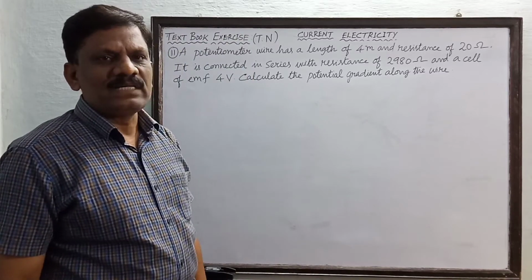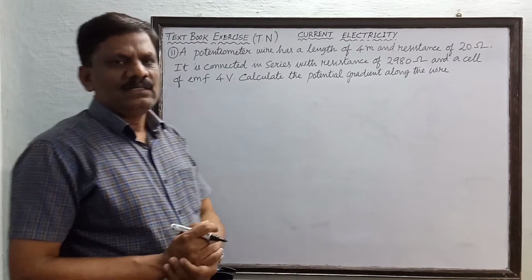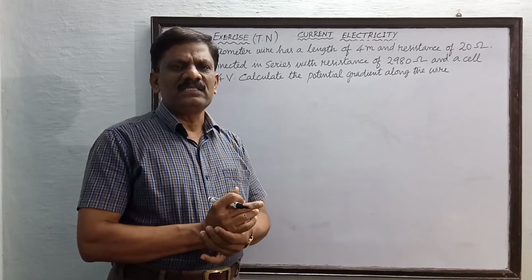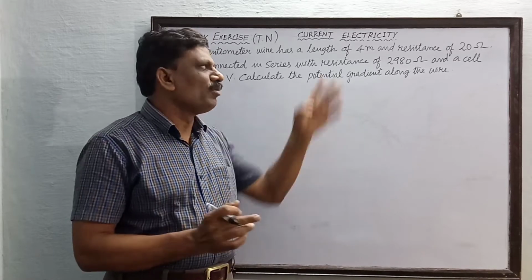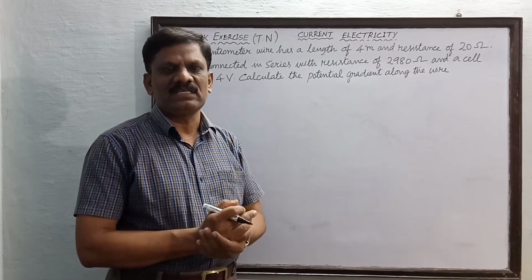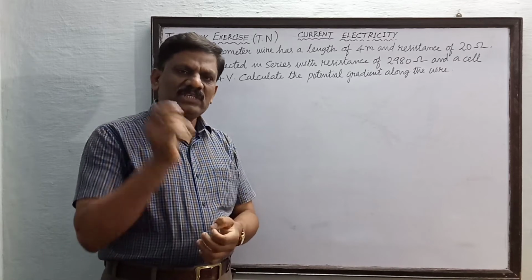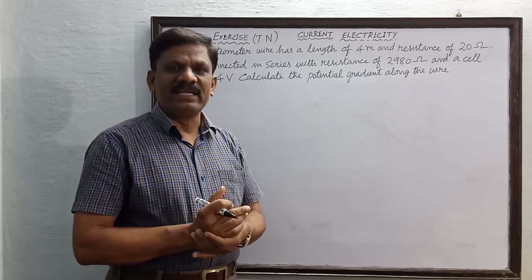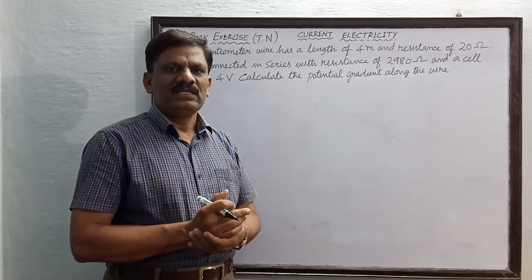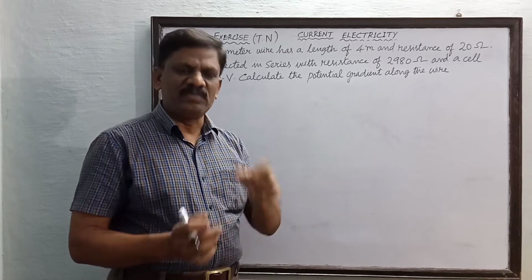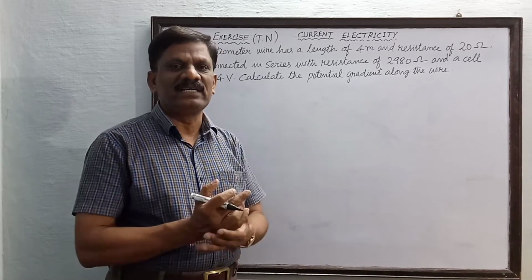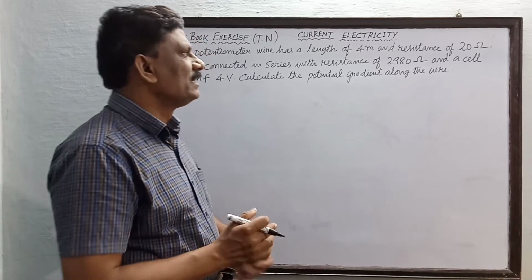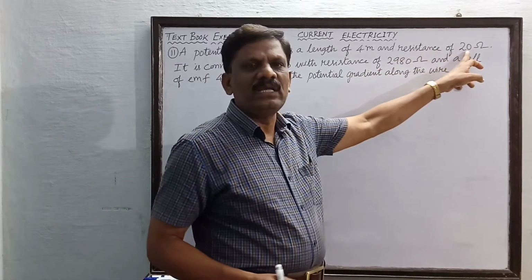So we have studied in the theory that the potentiometer has a 10 meter length of wire. Here 4 meter is given, that is the only difference. Now the potentiometer wire is usually made up of manganese wire, as we have studied in the theory. Anyhow, it will also have some resistance per unit length and resistance for the entire length. So the resistance of the potentiometer wire is 20 ohm.